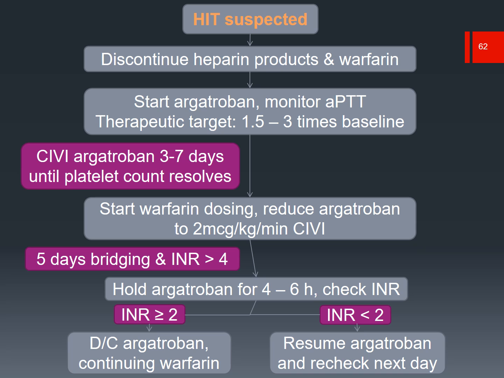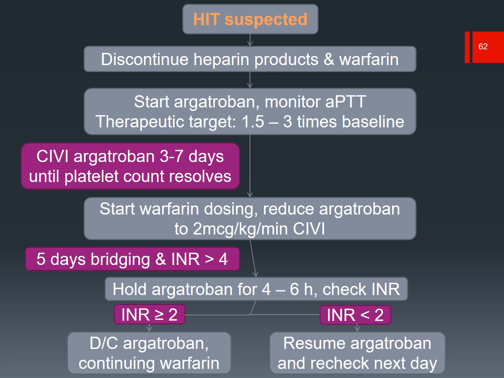If their 4T score is elevated, we can confirm that. We do not have to, but we will likely confirm that with a laboratory test. That can be an ELISA test to check for the antibody complexes. So that's the PF4, heparin, IgG antibodies. Or we can do an SRA test to confirm actual HIT.